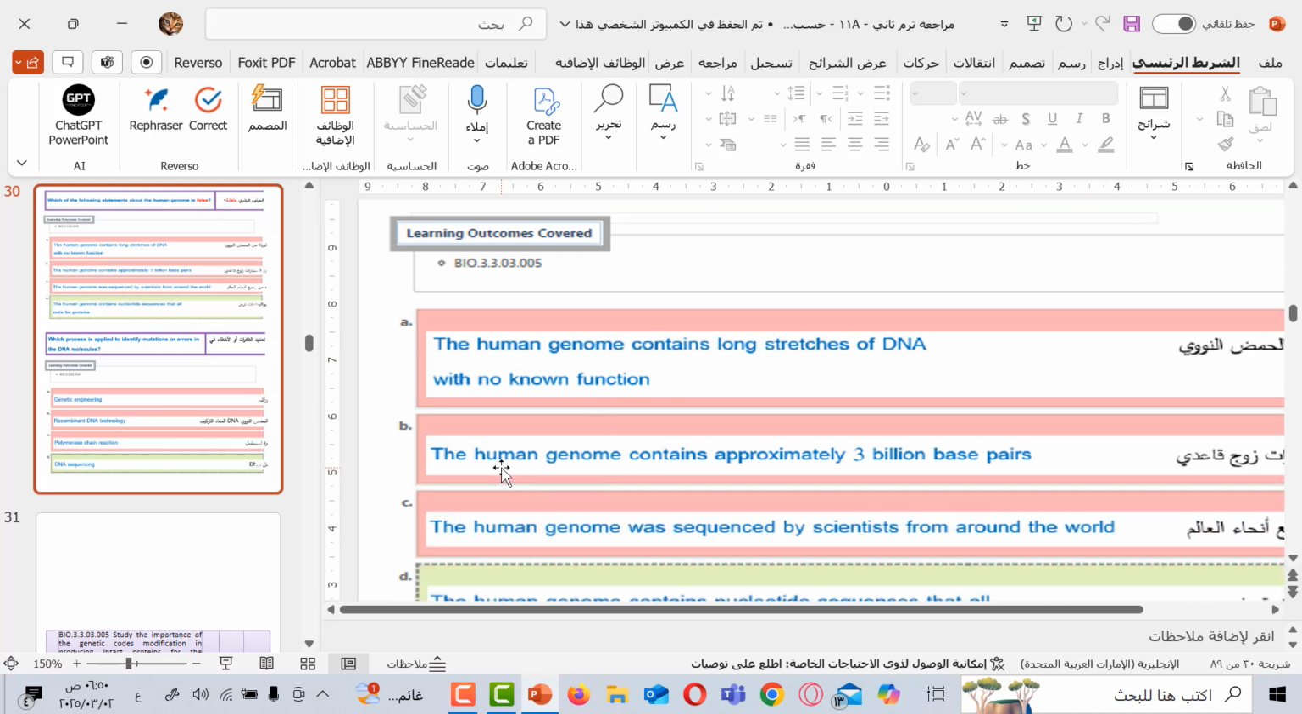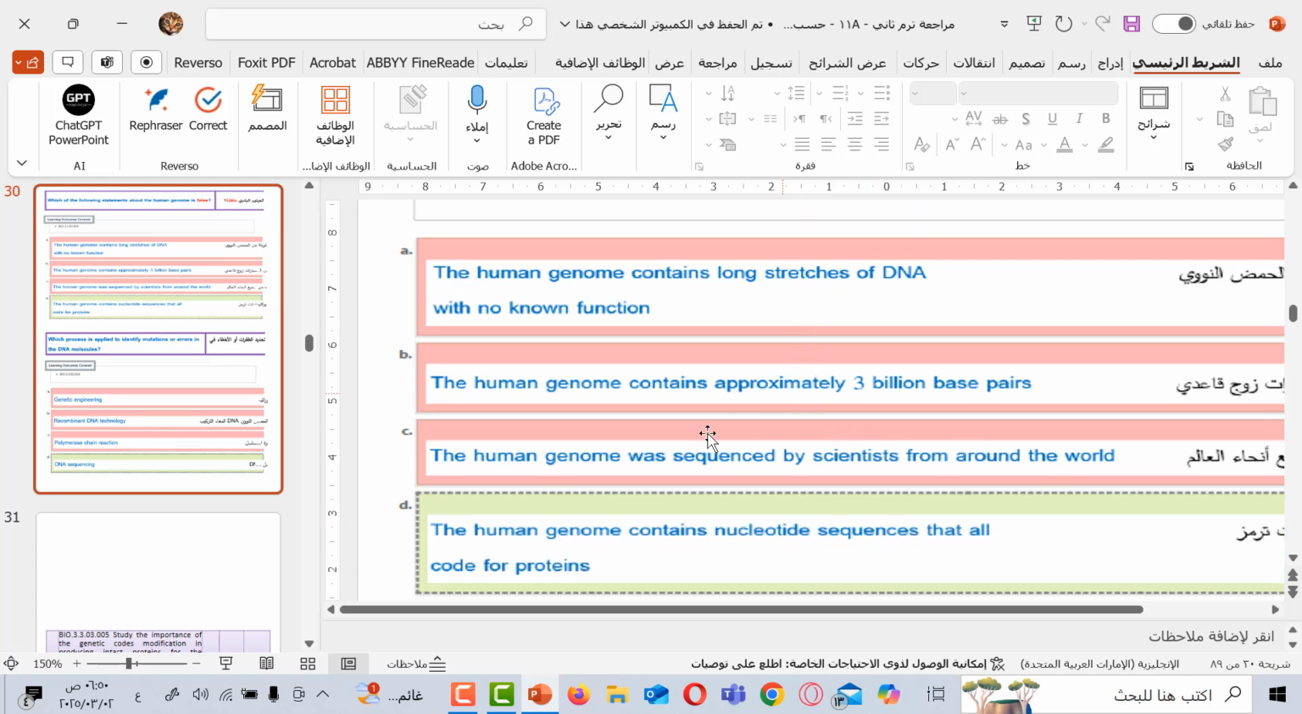Okay, the human genome contains approximately 3 billion base pairs. That's true. Else, the human genome was sequenced by scientists from around the world. It's true, but he wants the false. Okay, the human genome contains nucleotide sequences that all code for proteins. This is wrong, and he wants the wrong or the false.